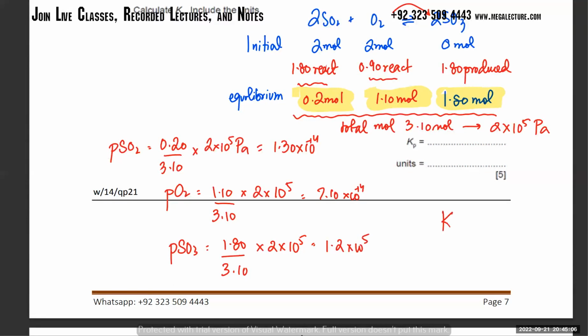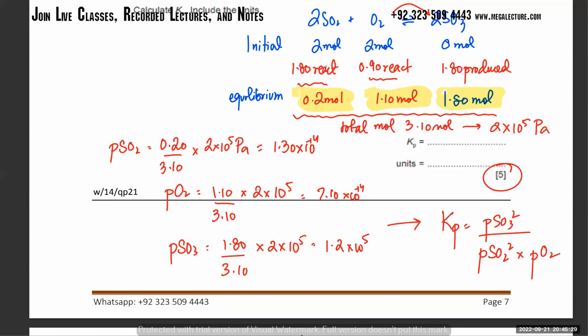Then put these values in the Kp expression. It's going to be the pressure of SO3 squared, over the pressure of SO2 squared multiplied by the pressure of O2. Remember, that's why it's a 5-mark question, because you have extra steps. You're going to plug in all these values. Is this clear? Yes.